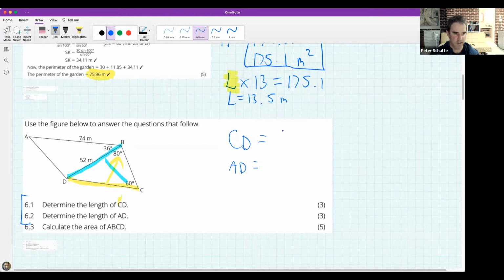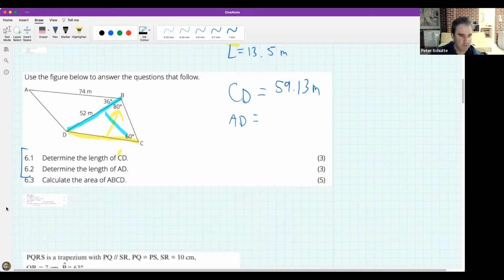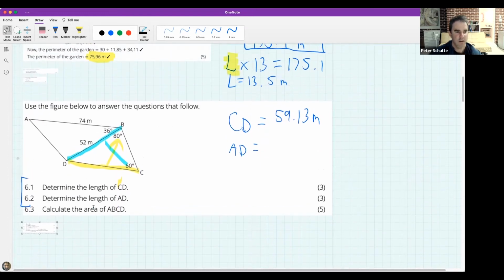So what we're seeing is that we should get 59.13 as our meters. Let me just quickly check to make sure. I'm pretty sure 59.13. Yep, that's it. Now, what is AD going to be? And what tool are we going to use? Rachel, good question. Okay, so let's just first fill this in. So CD is 59.13. So we know what that is.